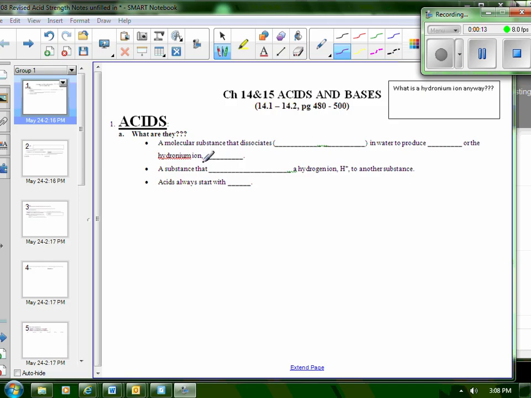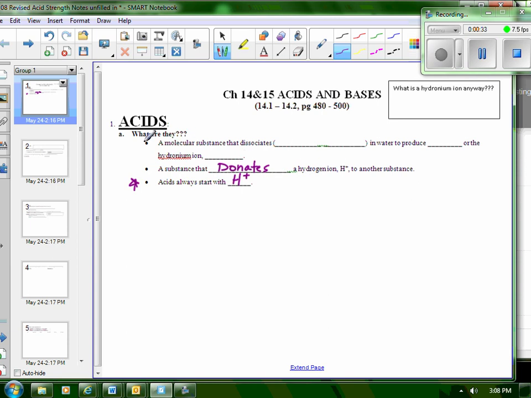So, acids. There's a couple different ways to define an acid. The one you guys know best is this one down here. Acids always start with H+. An acid can also be looked at as a substance that donates a hydrogen ion, H+, to another substance. We're going to look at that one in a minute.